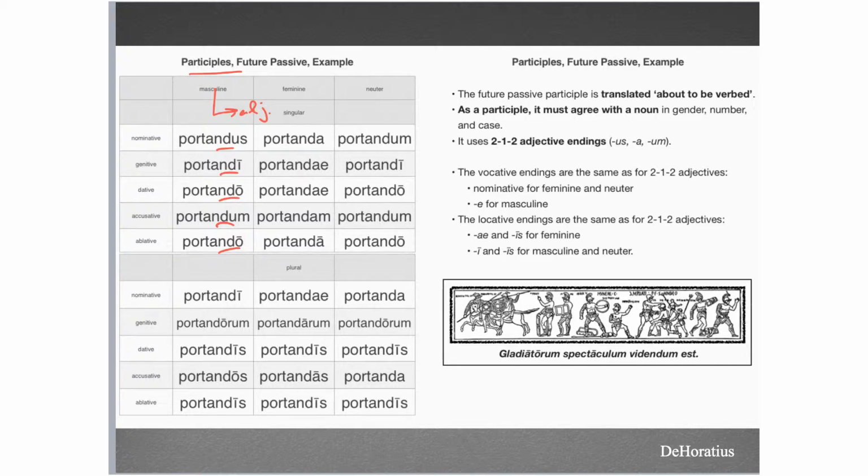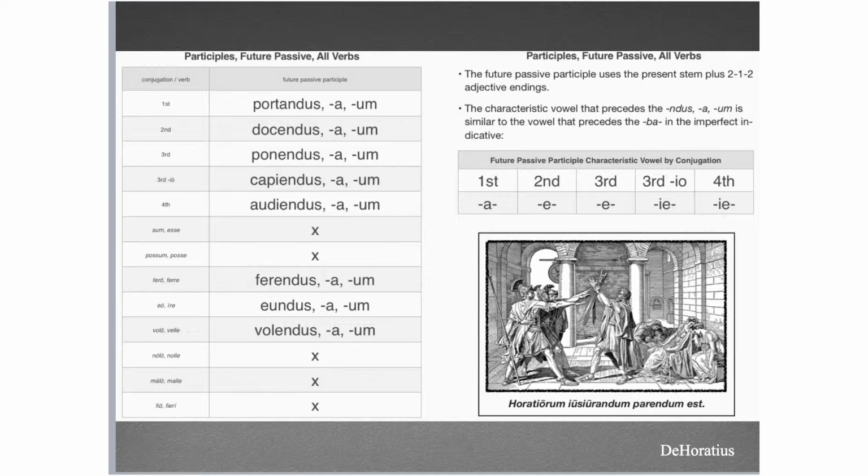So the future passive participle is your 2-1-2 adjective, and it uses just your straight 2-1-2 endings. No real change there. And again, nd stem. All right, and here's what it looks like for all the other conjugations and irregular verbs. So again, you can see the nd running throughout.